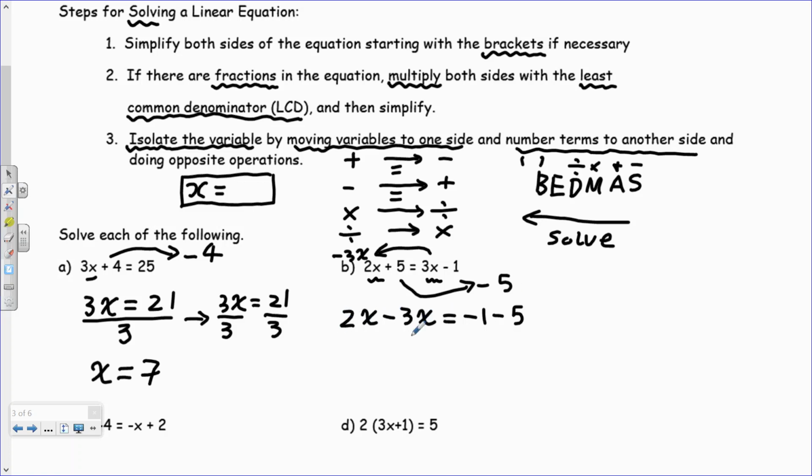Then these are like terms, same variable, same degree. Degree is 1. Then we are going to collect the like terms by adding, subtracting the numbers at front. 2 minus 3 gives you -1x. You don't need to write 1, just -x is okay. By default it is -1x if no number at front. -1 minus 5 gives you -6.